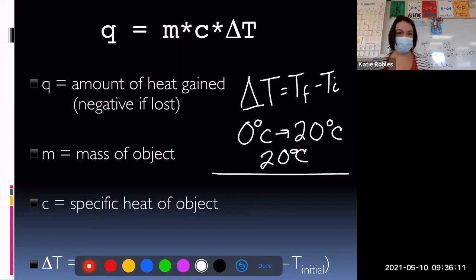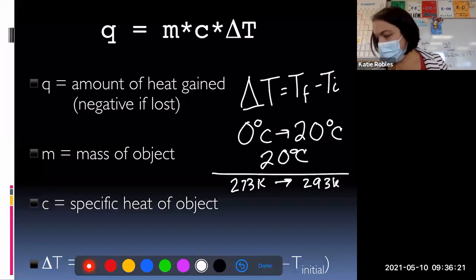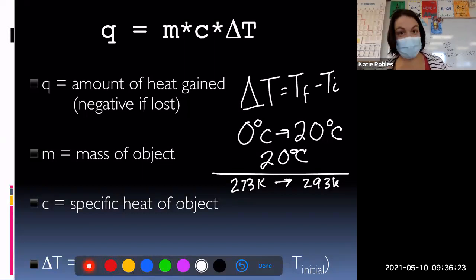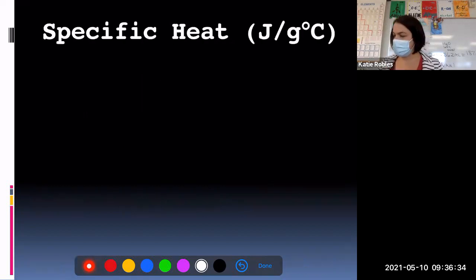Now let's rerun this whole thing in Kelvin. If you have that same ice cube, guess what? It's 273 Kelvin and it's going to change to 293 Kelvin. 293 minus 273 is 20 Kelvin. So because it's a change in, it doesn't matter if you do it in Celsius or Kelvin. And this becomes important in your math problems.